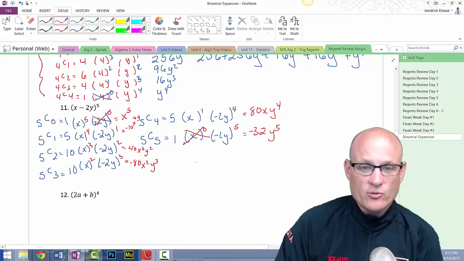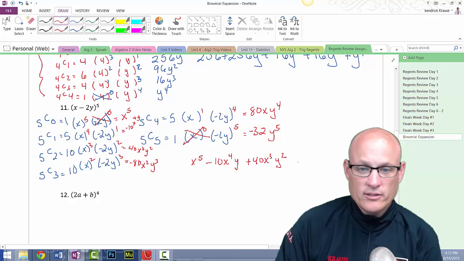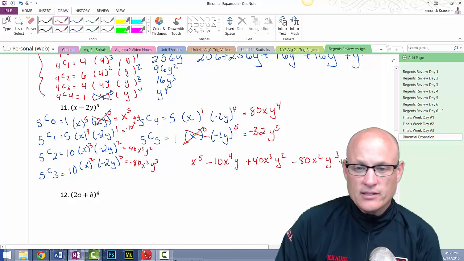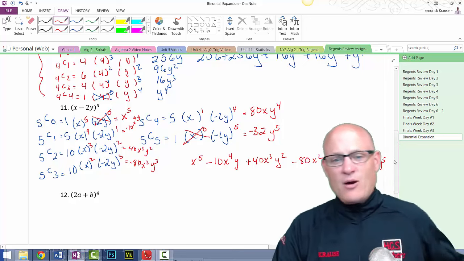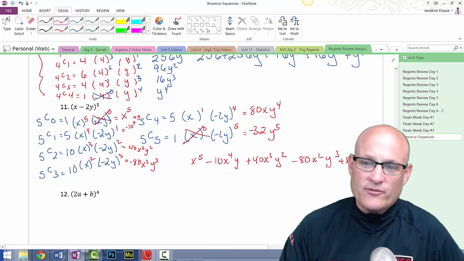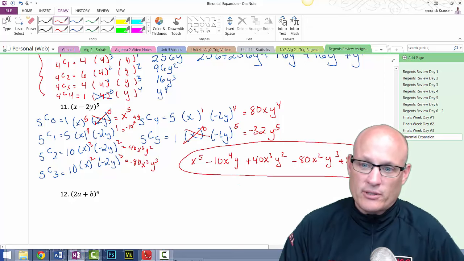So my final answer would be x to the 5th minus 10x to the 4th y plus 40 x cubed y squared minus 80 x squared y cubed plus 80 x y to the 4th minus 32 y to the 5th. Now the power of all this comes in. That's how you do it if you have to do the whole binomial expansion. Boom, boom, boom, boom, done.